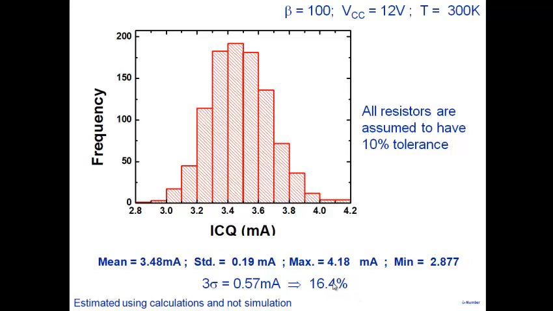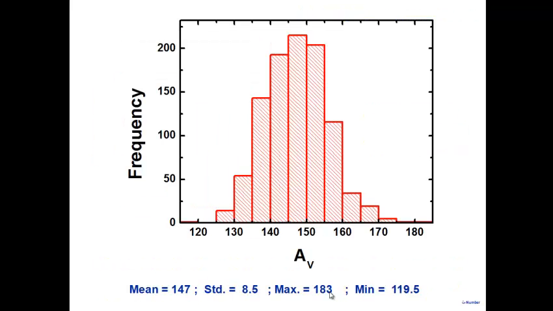The variation in ICQ is 16.4%. I had 10% variation in all the resistors, and the ICQ varies at 16.4%. Now, because of variation in ICQ and all the resistors, all my specs are going to vary. So let me show you what happens to the gain. If I evaluate, the gain is varying like this here.